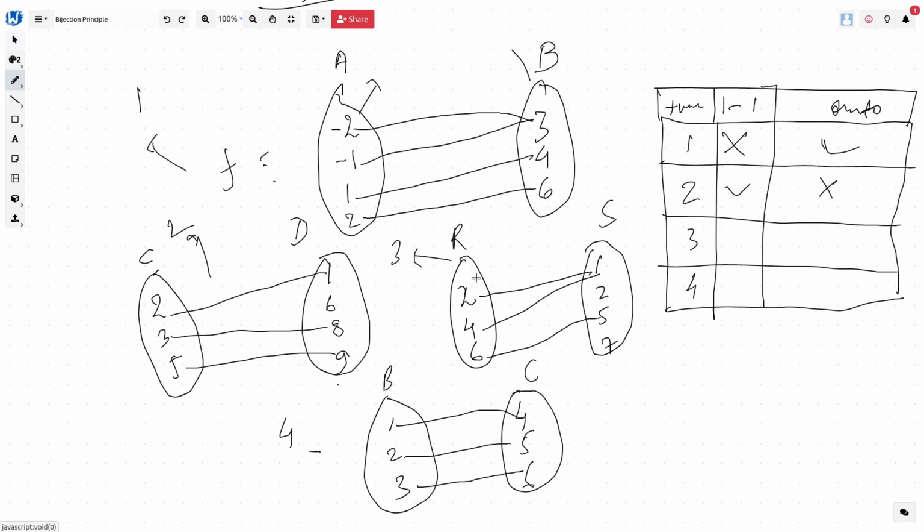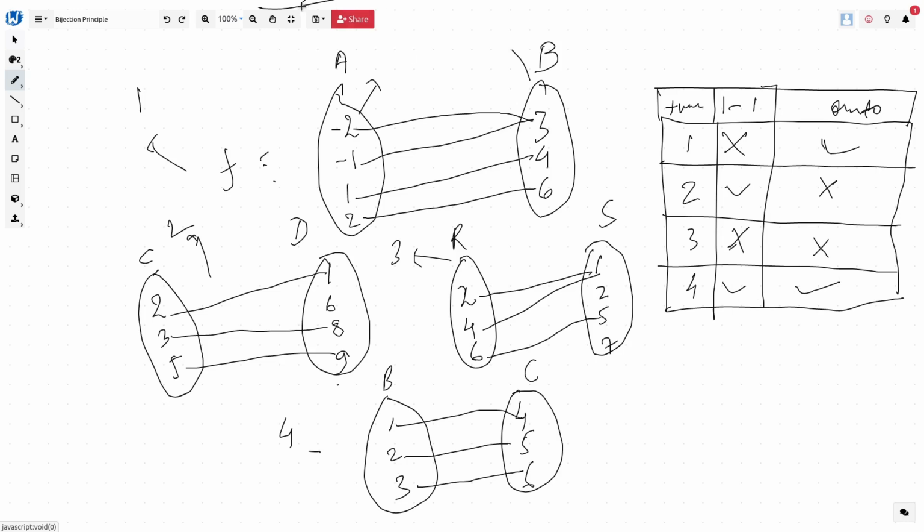Let's take example 3. Here we can see that 2 and 4 are both mapped to 1, so this can't be injective or one-to-one, right? And there is a number 2 which is not mapped to any number in A, so this can't be onto as well. But if you look at the fourth one, all the numbers in B are mapped to unique numbers in C, and similarly all the numbers in C have a number in B, right? So this is one-to-one and onto.